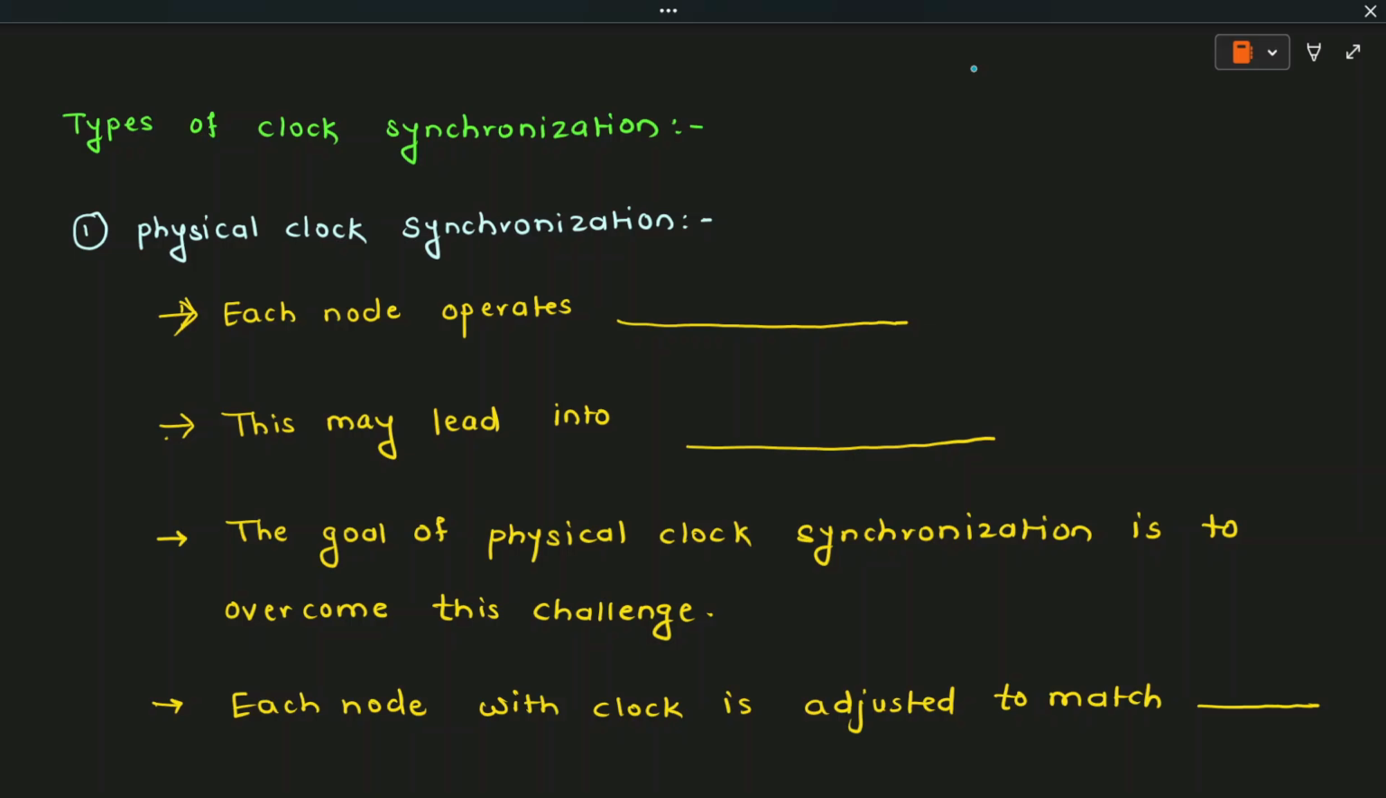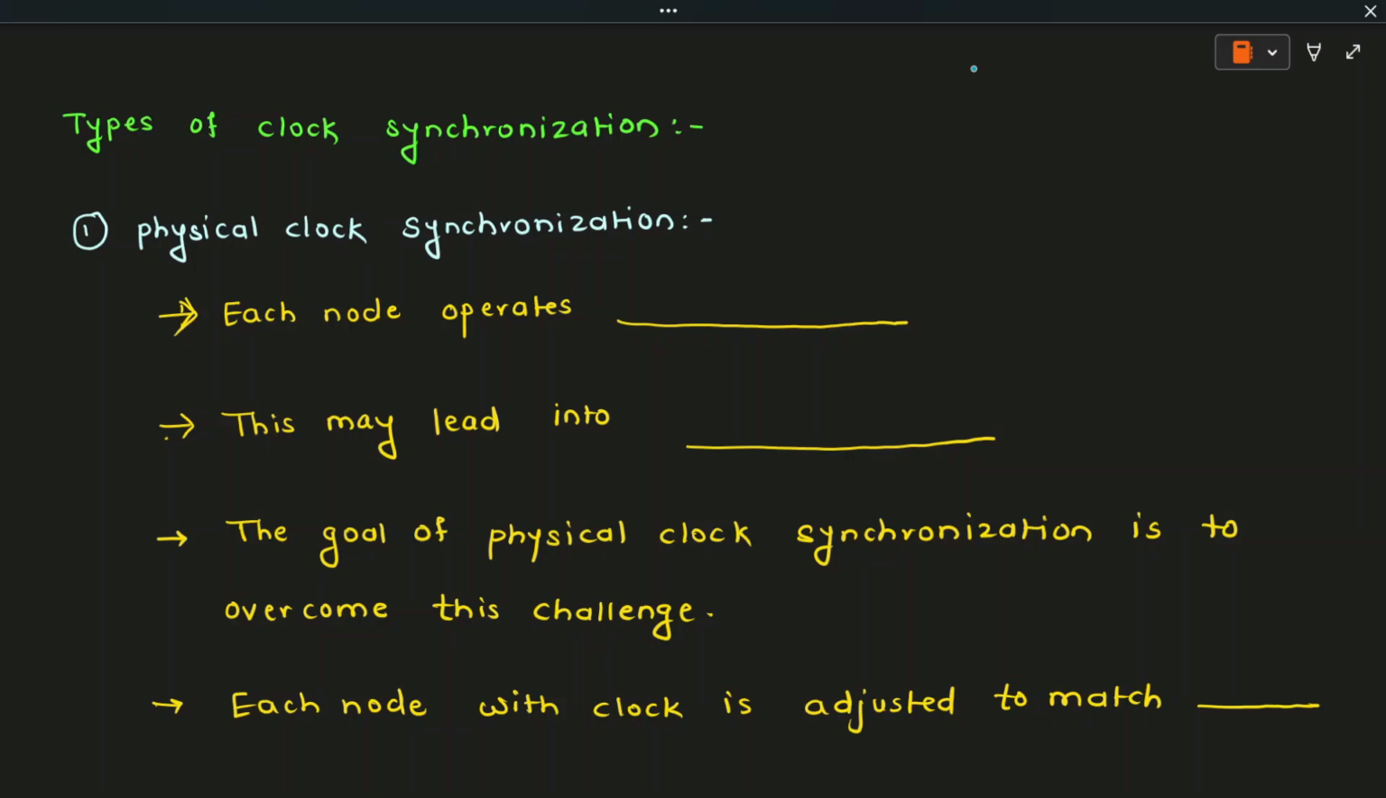We are watching a lecture series on distributed system and resource management. Today we are going to see the different types of clock synchronization. There are three types of clock synchronization: physical clock synchronization, logical clock synchronization, and mutual exclusion synchronization. So we will see the first type, physical clock synchronization.